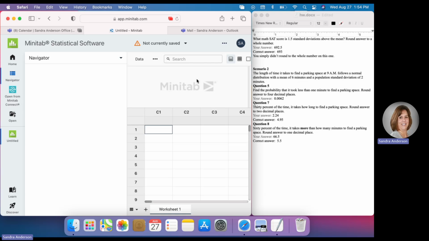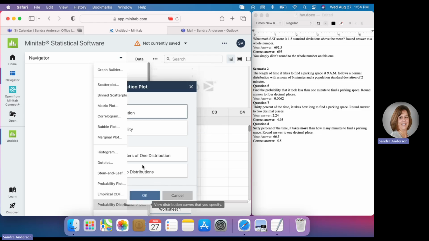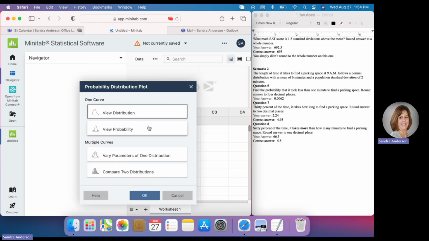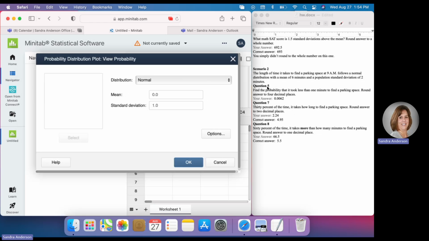So if we're doing this problem, we're going to first go to Minitab. So go to app.minitab.com, and for normal distribution, it's under graph because we always want to look at the graph, and go down to probability distribution plot. Once you're there, you're always going to click on view probability. Okay, so now that I'm there, again, it says that the mean is 6 minutes. We have normal distribution, so we don't change that, and the standard deviation is 2 minutes.